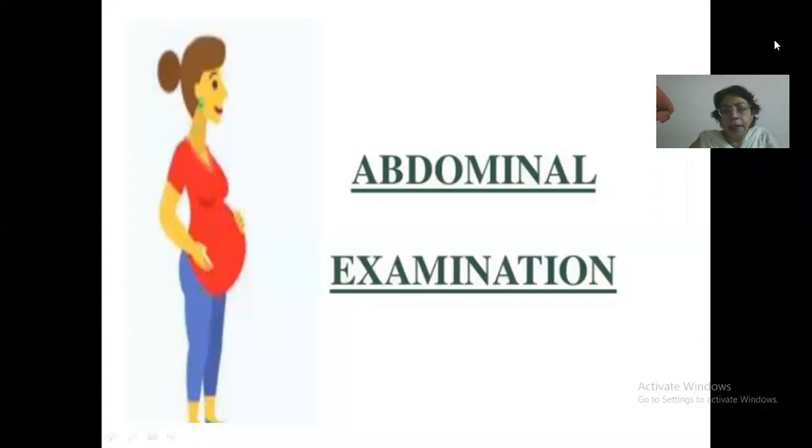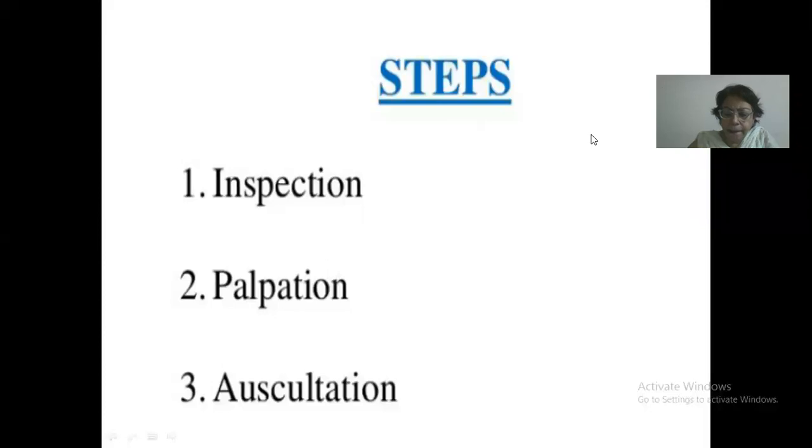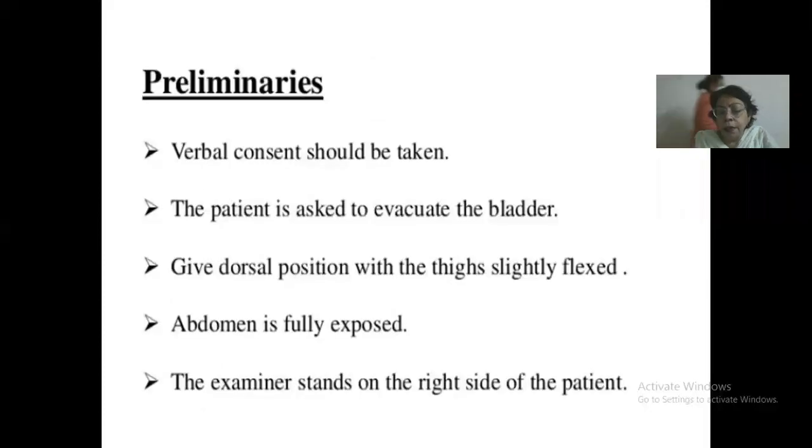So first is the abdominal examination. Now, what are the preliminaries of abdominal examination? You should always take a verbal consent from the patient. The patient is asked to evacuate her bladder. She should be put in a dorsal position with her thighs slightly flexed, flexion at the knee joint, and thighs slightly abducted. Now this relaxes the abdominal muscles. Abdomen is fully exposed and the examiner stands on the right side of the patient.